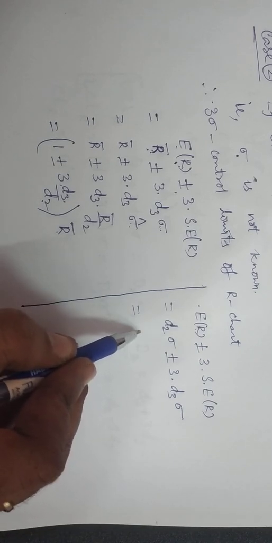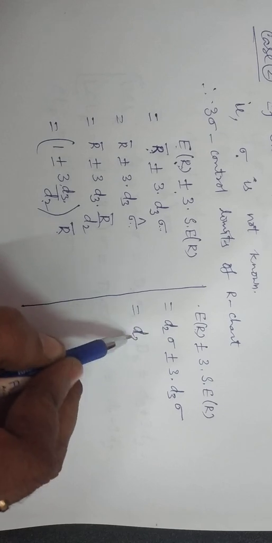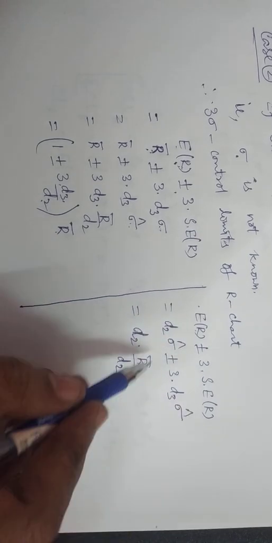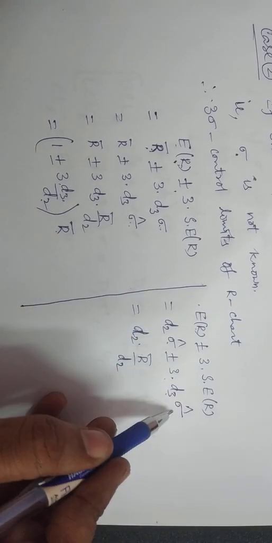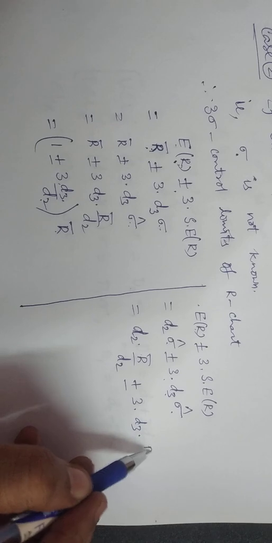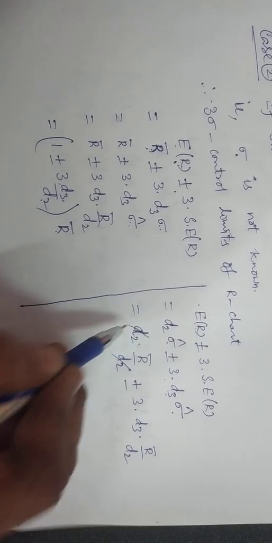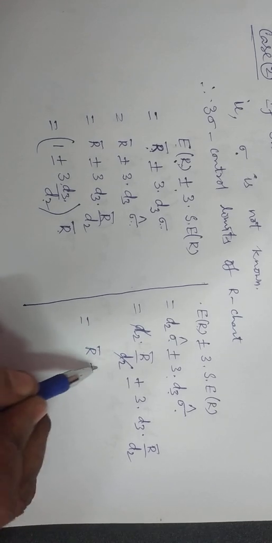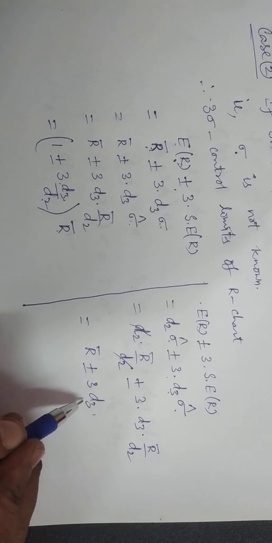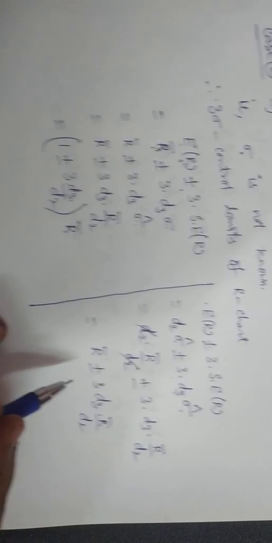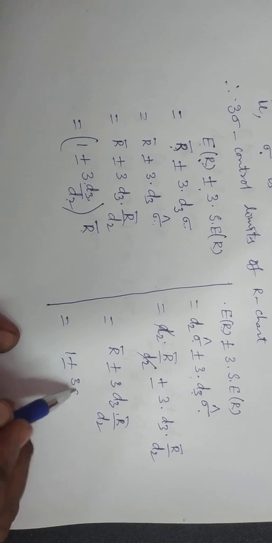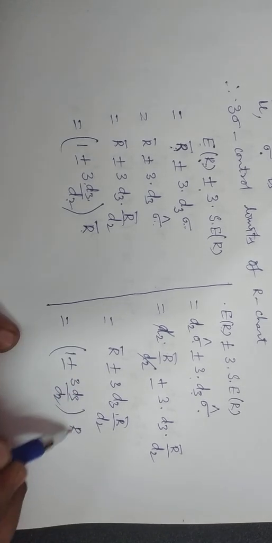d2 sigma is R bar. Let it be d2 multiplied by R bar by d2, since sigma is replaced by sigma cap. So d2 into sigma cap plus or minus 3 into d3 multiplied by sigma cap, where sigma cap is again R bar by d2. We can cancel out d2 and the remaining values are R bar plus or minus 3 into d3 multiplied by R bar by d2. Now we can take R bar common: 1 plus or minus 3 into d3 divided by d2, multiplied by R bar. Hope you understand.